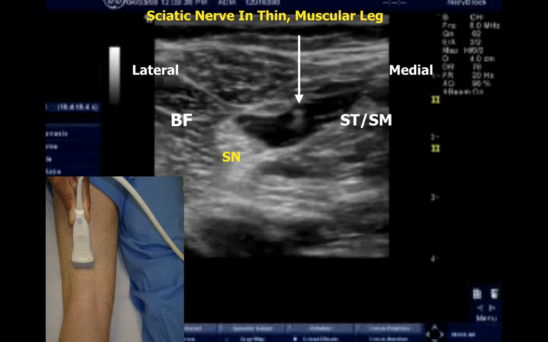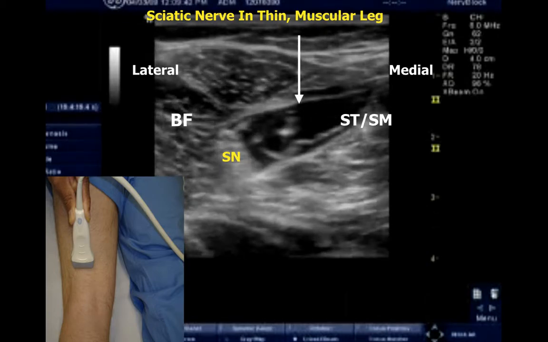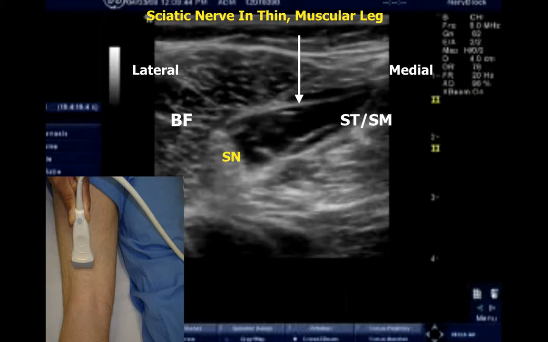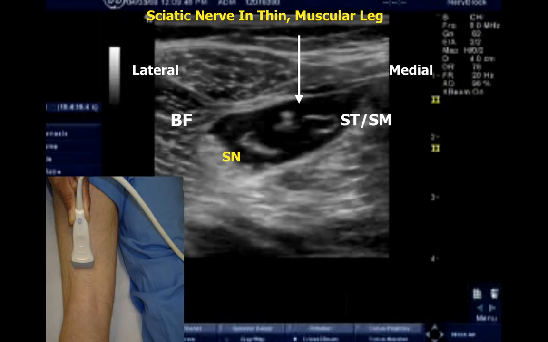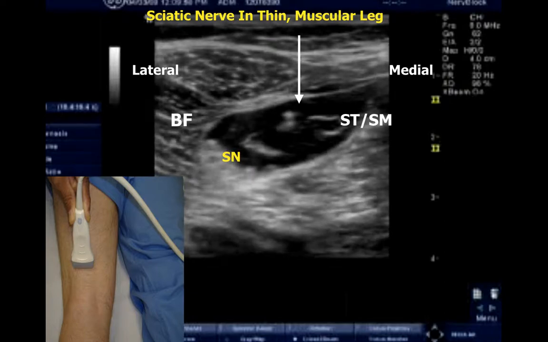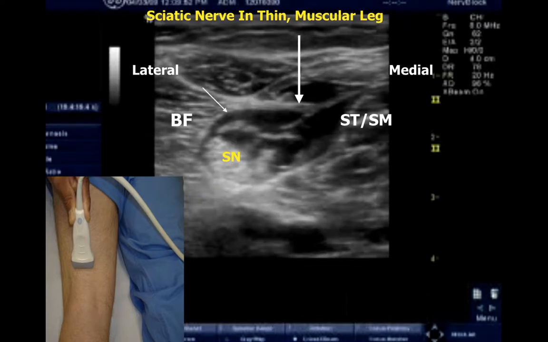As the needle is advanced out of plane and nearly a centimeter medial to the nerve, hydrodissection is used to identify the fascial plane that is contiguous with the sciatic nerve. At the end of injection, the white arrows display extensive spread of local anesthetic around the nerve, without any evidence of a sheath preventing spread of local anesthetic from the point of injection to the nerve.